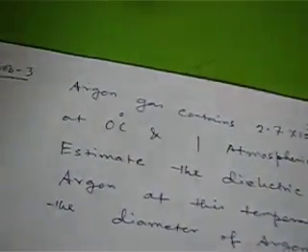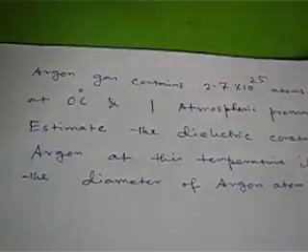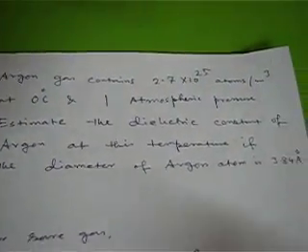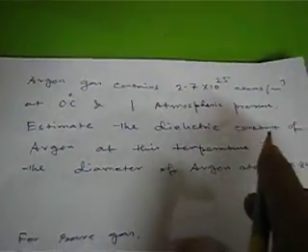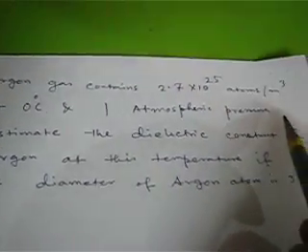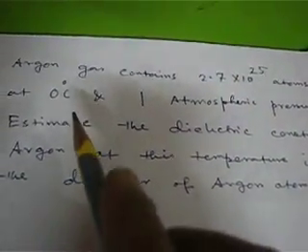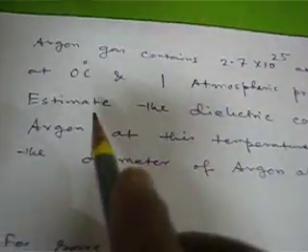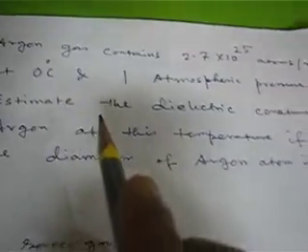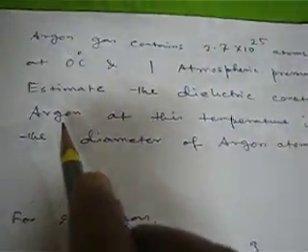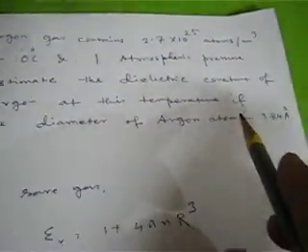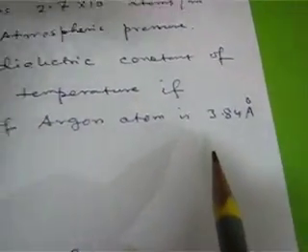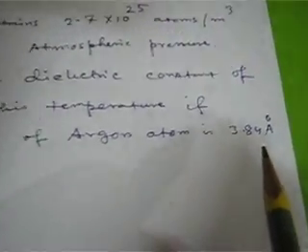Third type of problem. In this problem, argon gas contains this number of atoms per unit volume, per meter cube, at 0 degree centigrade and 1 atmospheric pressure. You have to estimate the dielectric constant of argon at this temperature if the diameter of the argon atom is given. This is the diameter, 3.84 angstrom.